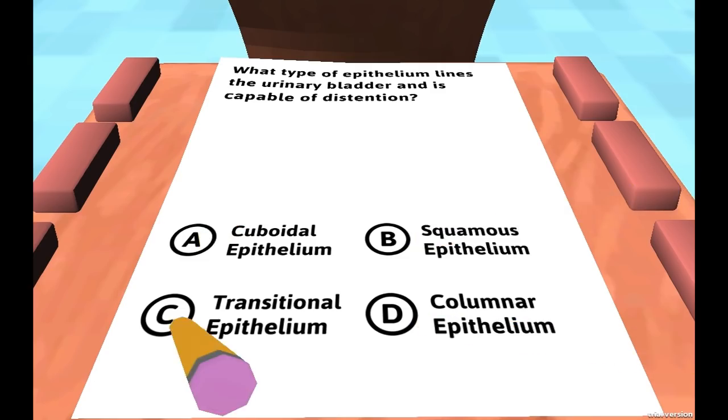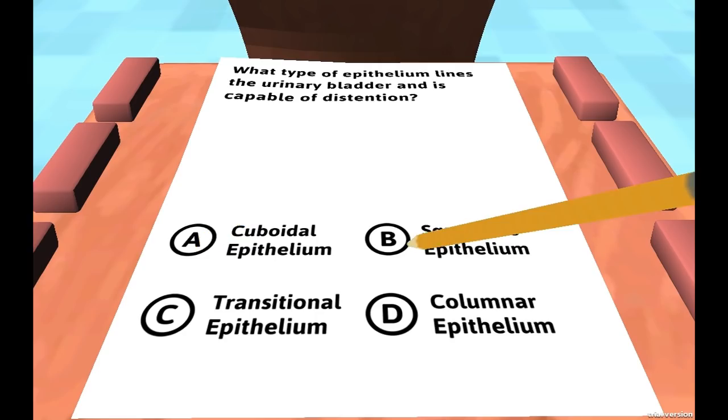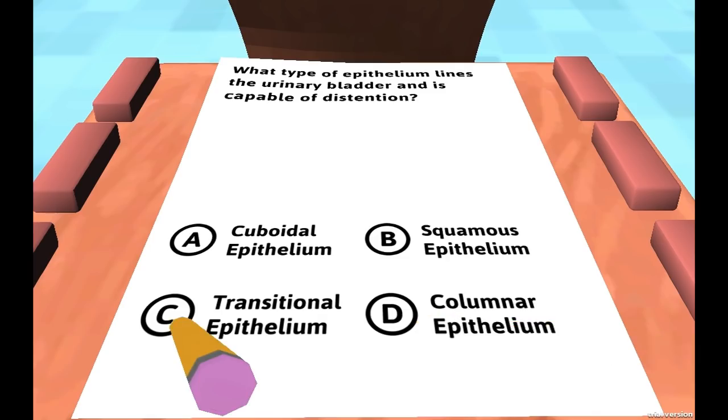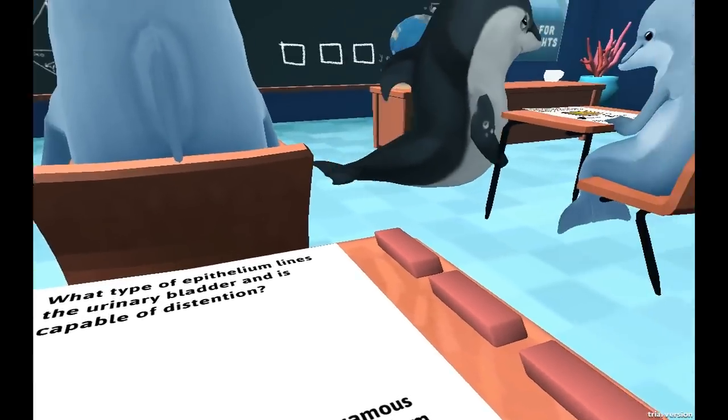You're asking the right man. Cuboidal epithelium is for secretion and absorption, so that's not gonna be the bladder. Squamous epithelium is usually found in places with rapid diffusion or filtration, like kidneys, so that's not gonna be the bladder. Columnar is also secretion and absorption. Transitional epithelium. It's definitely transitional because I remember that one stretches, so it's gonna be found in the urinary bladder.